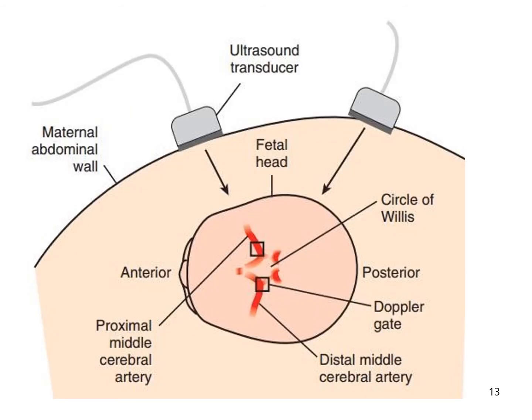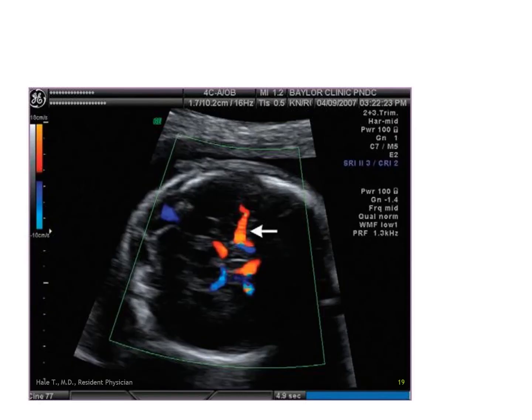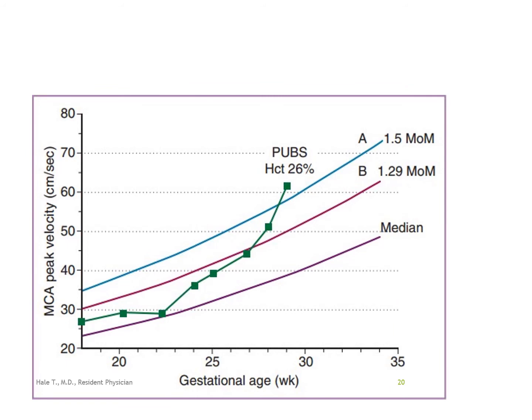This is the middle cerebral artery using ultrasound to detect the increased blood velocity. This is another picture of a real ultrasound. If the middle cerebral artery peak systolic velocity is increased more than 1.5 multiples of median, the baby will have a 100% risk of intrauterine fetal anemia.